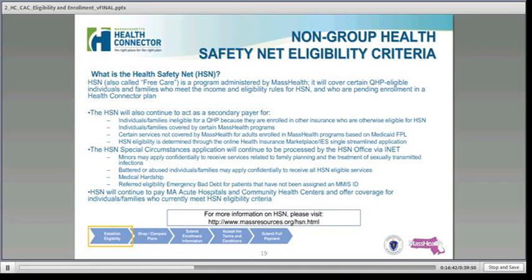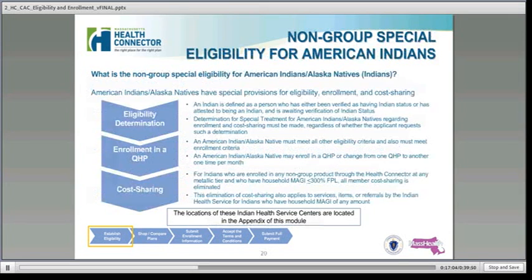Native Americans and Alaskan Indians with incomes greater than 300 do not pay any point of service cost sharing for services received at Indian Health Services Center. And then all premium tax credits provided to all individuals and families are first applied to the qualified health plan, and then the remaining portion is applied to the pediatric portion of the qualified dental plan. That is a mouthful.